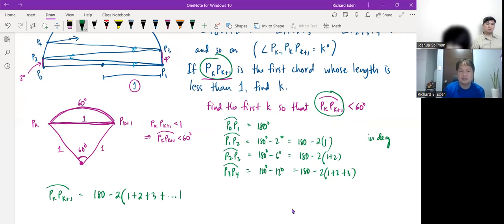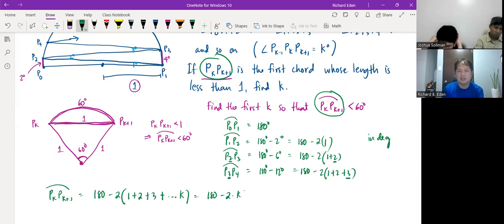It's k. All right. See how here the 3 coincides with the lower index 3. This 2 here coincides with the lower index 2. So we have 180 minus twice k times k plus 1 over 2, and all we want is the first k, so that would mean the lowest k so that this goes lower than 60.